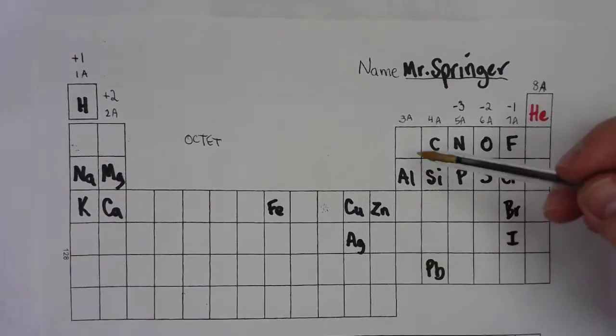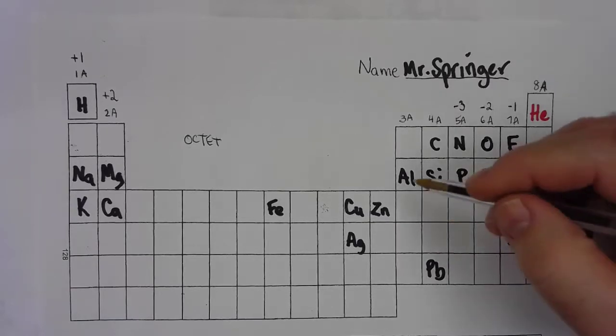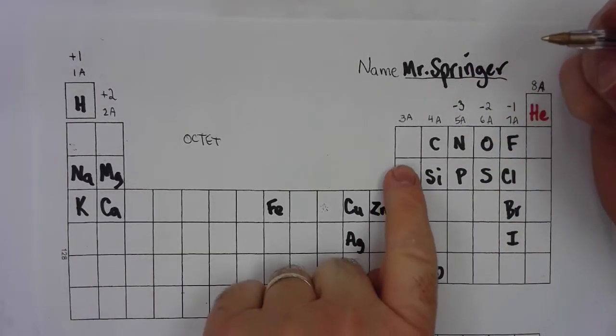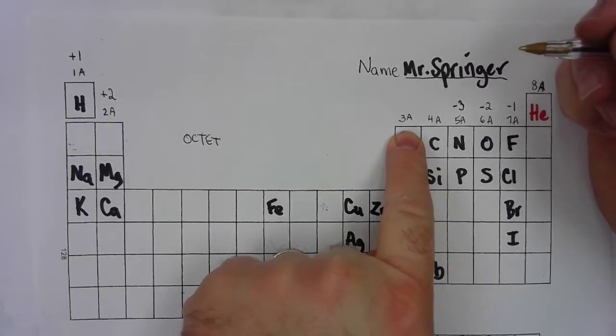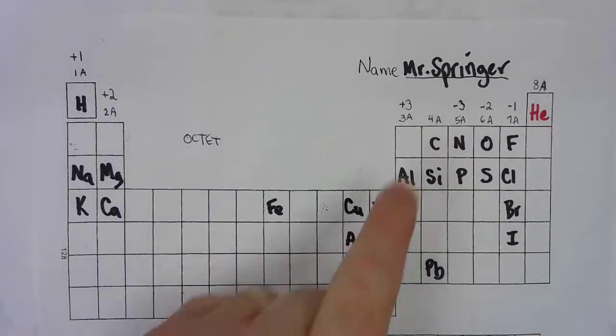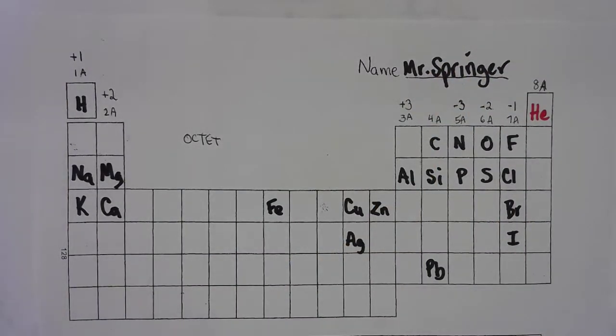The column 3A here, that's the boron column. Aluminum, being the main one that we use in that column, would need to lose 3 electrons. Once it's given up 3 electrons, it now has a charge of +3.